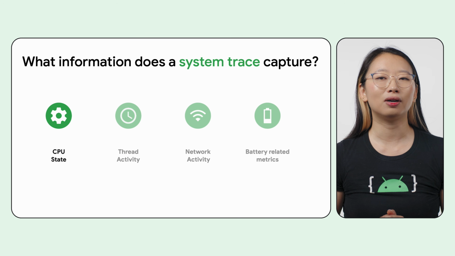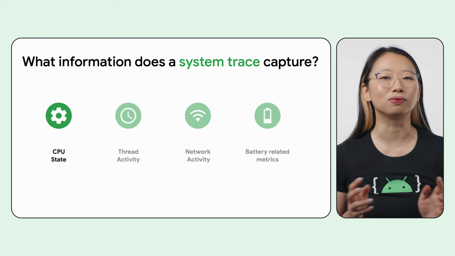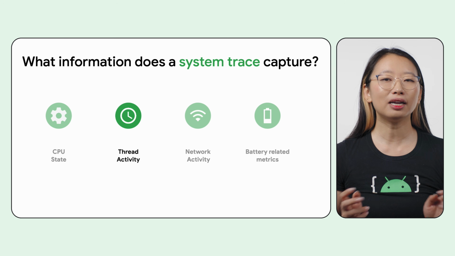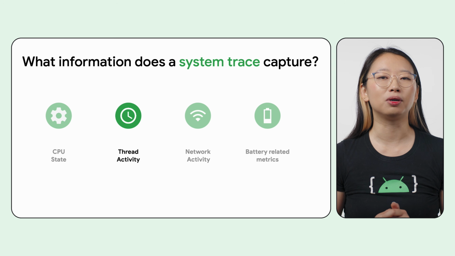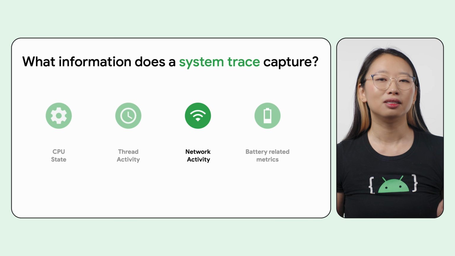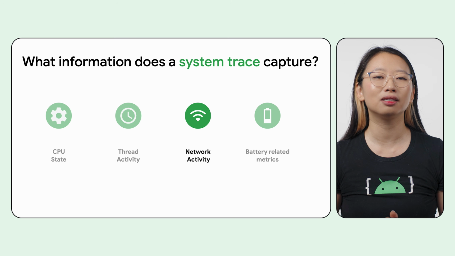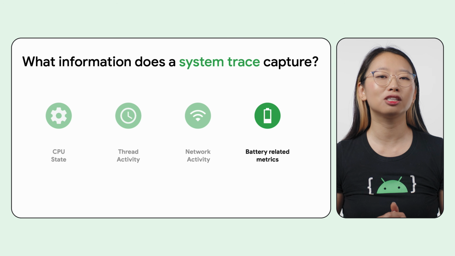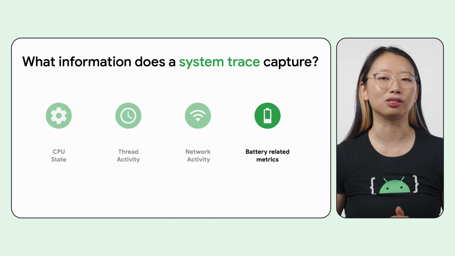CPU activity to understand changes in the CPU cores and their states, such as switching between running and suspend state. Thread activity, which can help you understand multi-threading in your app. Network activity to understand when network packets are sent and received, which can be a high contributor to battery drain, and battery-relevant metrics such as job duration and wakelock usage.